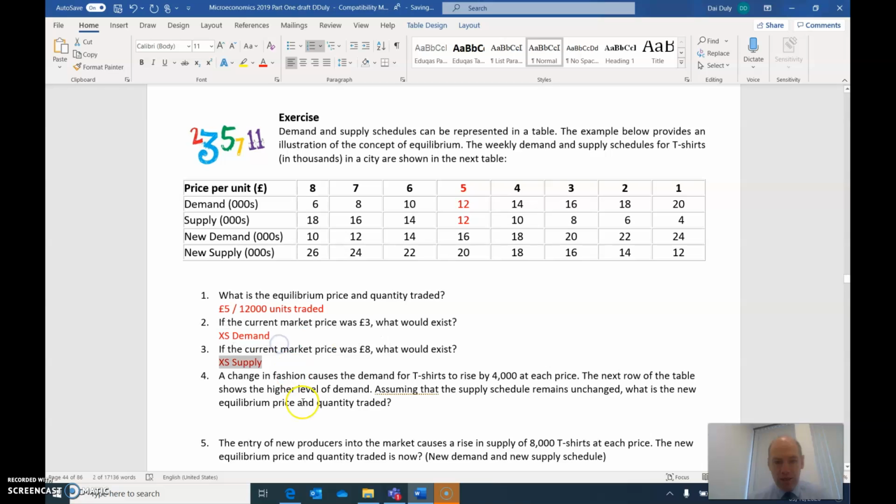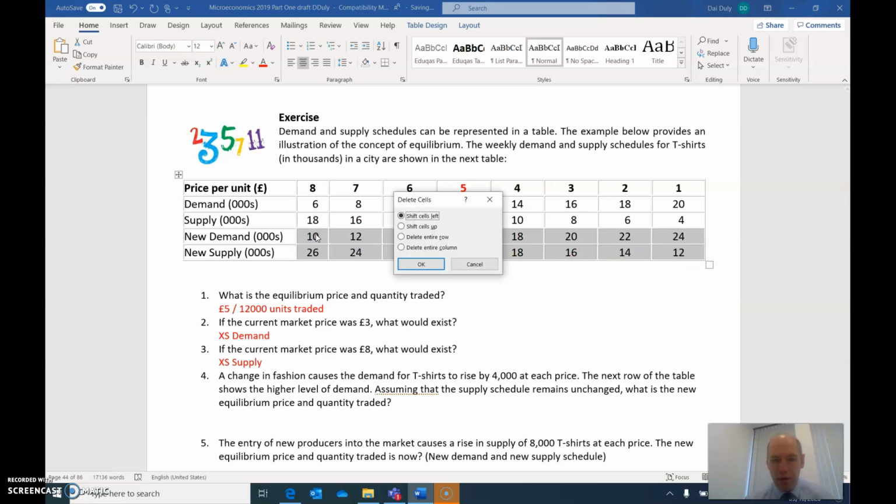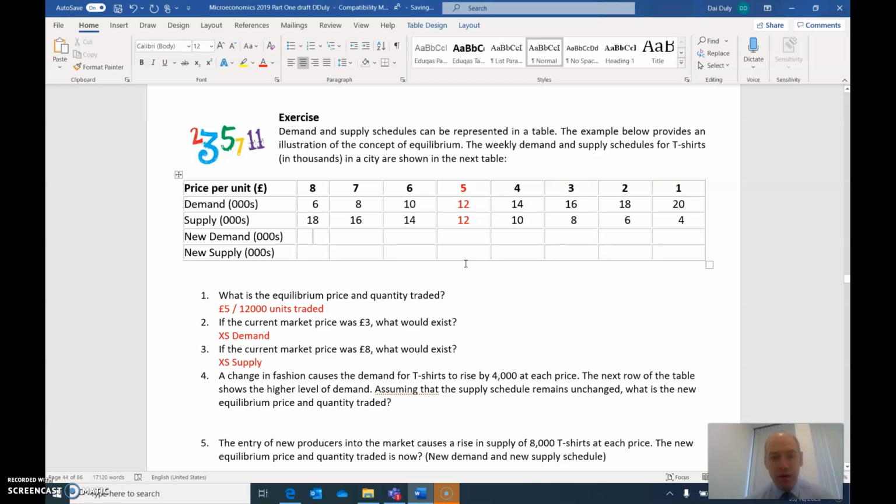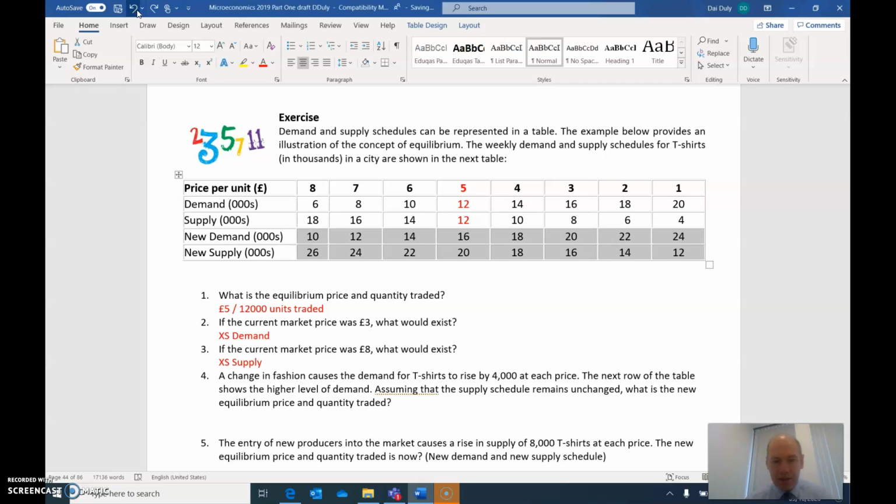Now, in terms of your test next Tuesday, in an exam, the information I'm highlighting might not be there, so it's possible that you might have to calculate that yourself. For example, where the question reads, a change in fashion causes the demand for t-shirts to rise by 4,000 at each price, instead of that being 6, you might have to write 10. Instead of 8 being demanded at 7, it's risen by 4,000, so that would be 12,000, and so on. So just be conscious of that ahead of next week's test.